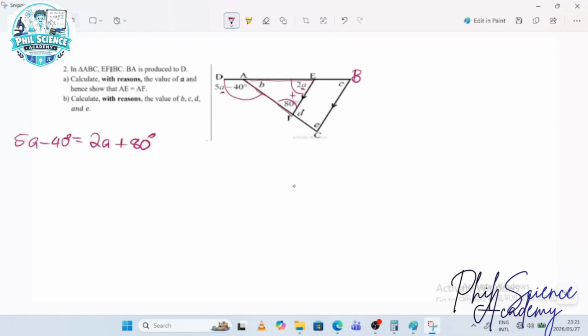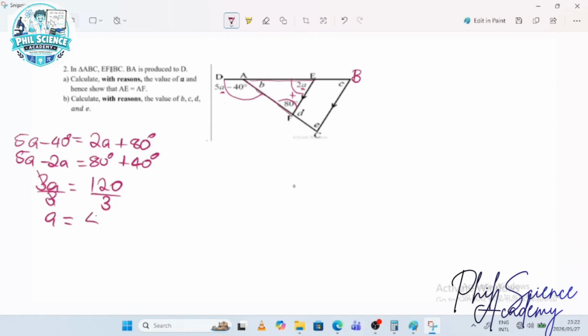Again, I'm going to take every value that is a variable A to the left hand side, and every numerical value to the right hand side. So it's going to be 5A minus 2A is equal to 80 degrees plus 40 degrees, since this 40 goes to the right hand side. So 5 minus 2 is 3A, and 80 plus 40 is 120. I'm going to divide both sides by 3, giving me A equals 40 degrees. So our A here is 40 degrees.